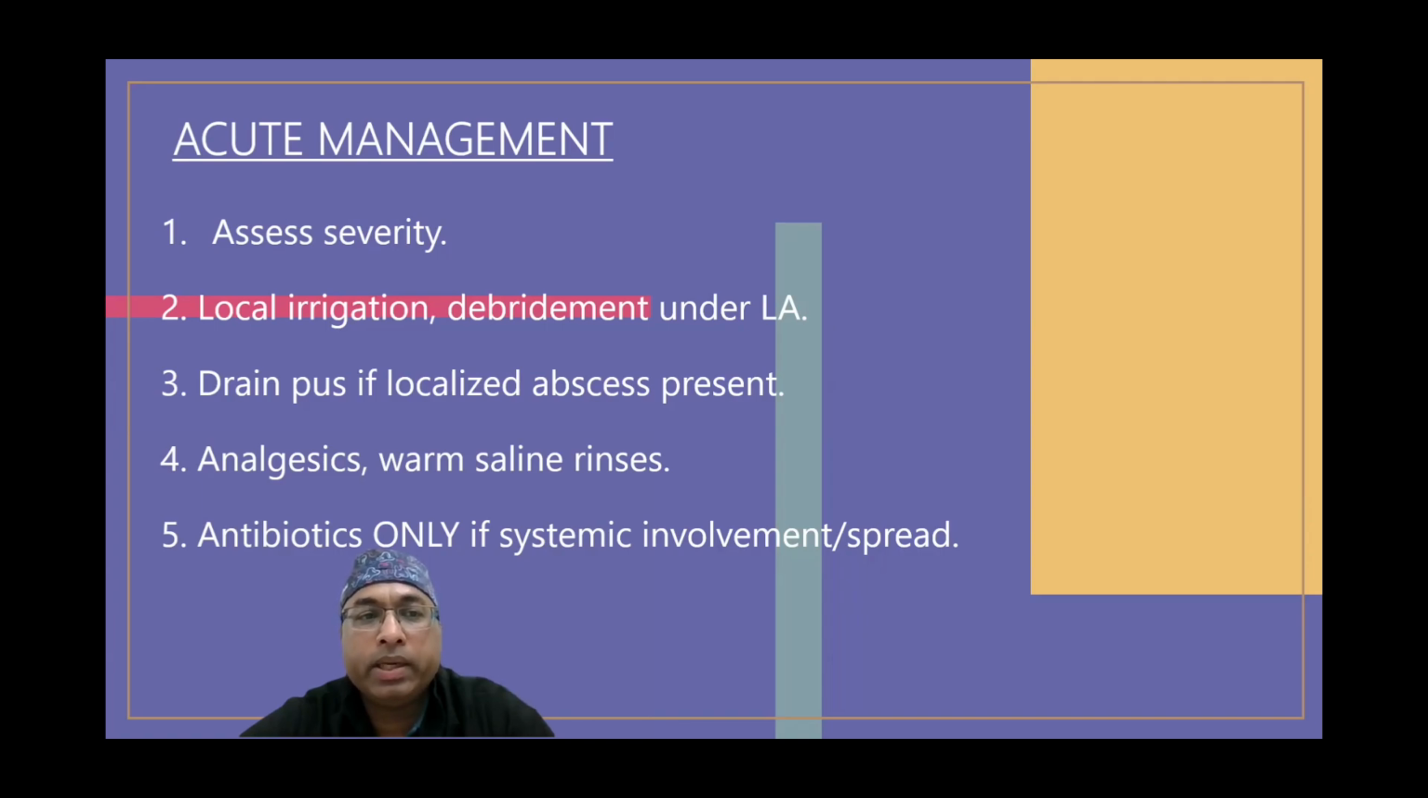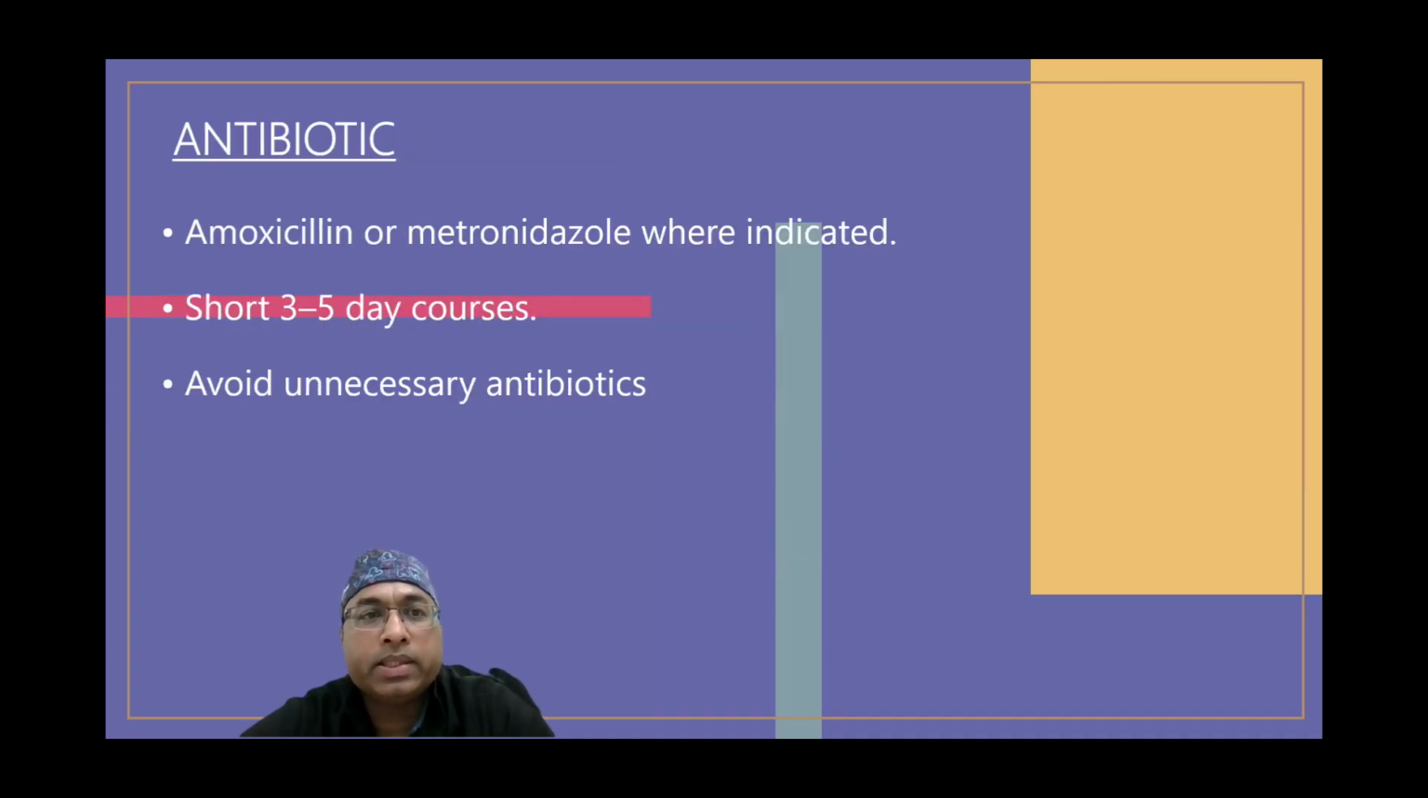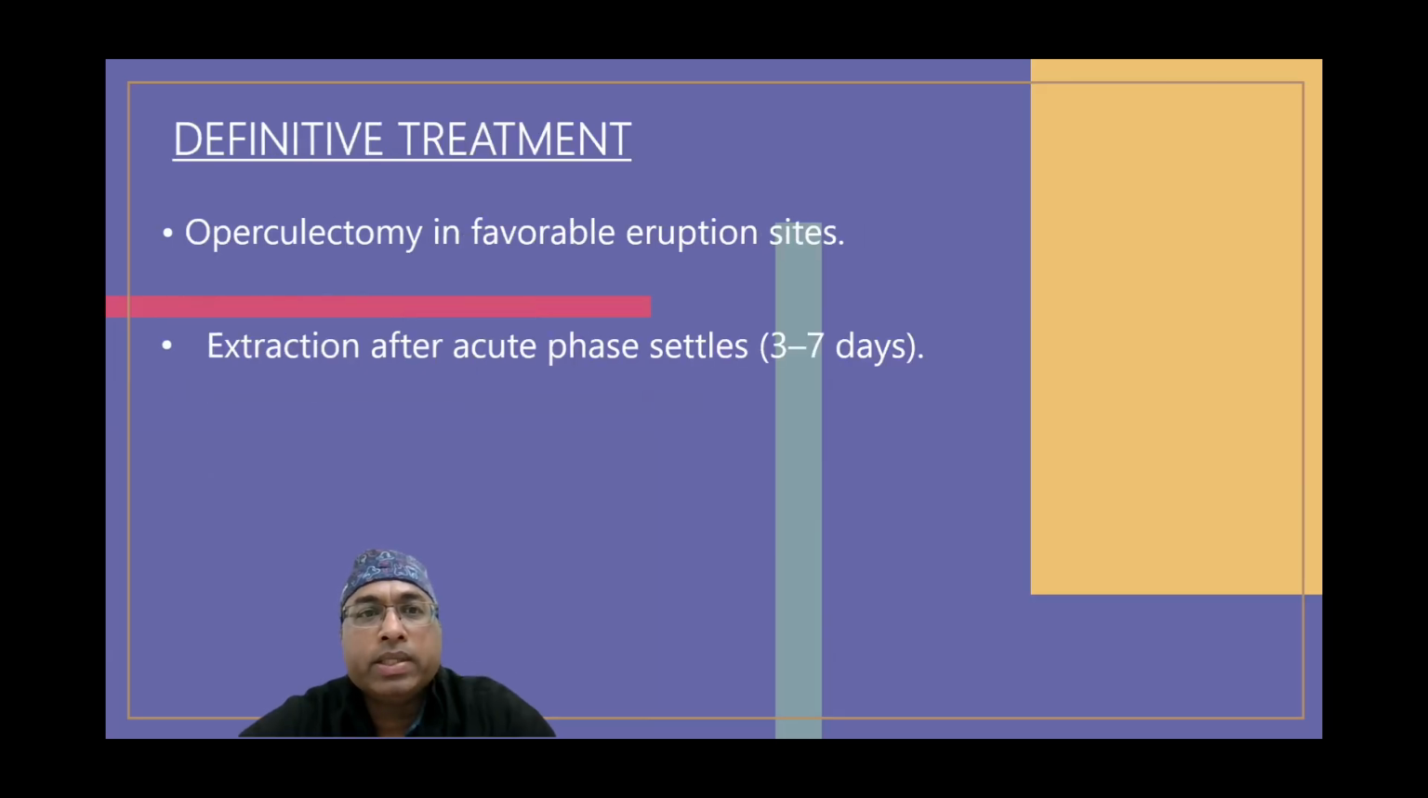Antibiotics can be prescribed if there is systemic involvement or spread of the lesion. Most commonly prescribed antibiotics are amoxicillin, normally in combination with metronidazole, since anaerobic infection is also commonly present. It is a short 3 to 5 day course. Once the symptoms resolve, one can plan for definitive treatment.